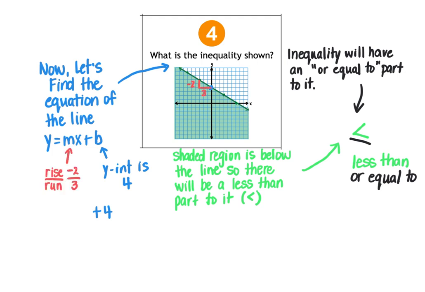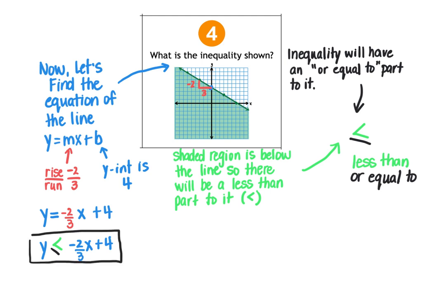So our equation would be y equals -2/3x plus 4. Since we're representing an inequality, we'll change that equal sign to a less than or equal to. So our inequality will be y is less than or equal to -2/3x plus 4.